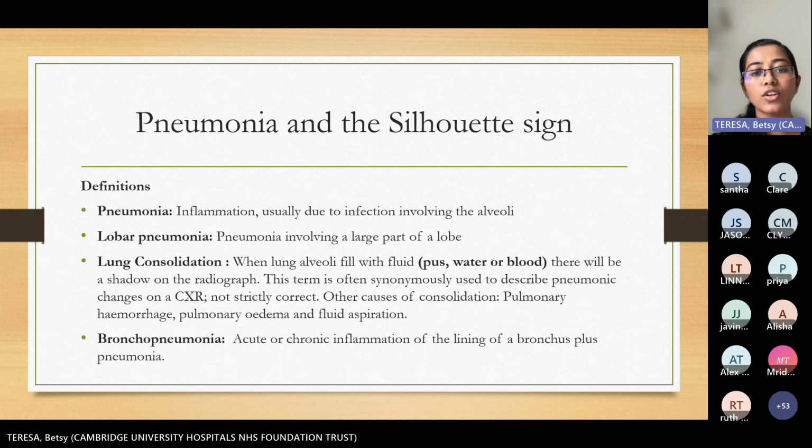So it's right to say that pneumonia can cause lung consolidation, but not all lung consolidation is caused by pneumonia. There are other causes like pulmonary hemorrhage, pulmonary edema, fluid aspiration, etc. Next is bronchopneumonia. Bronchopneumonia is just bronchitis plus pneumonia. Bronchitis is the inflammation of the lining of the bronchus, and bronchitis plus pneumonia is called bronchopneumonia.